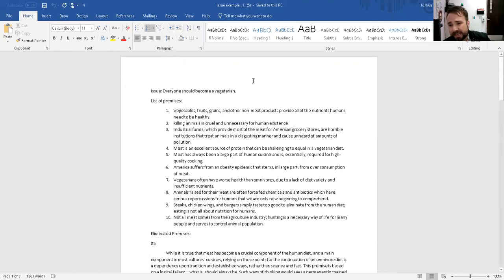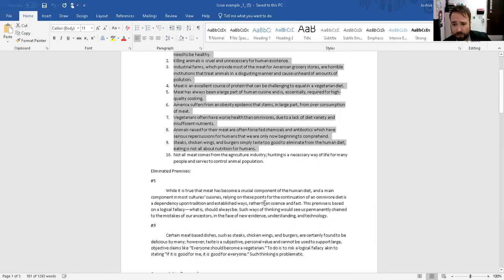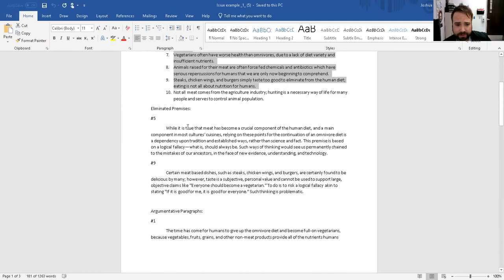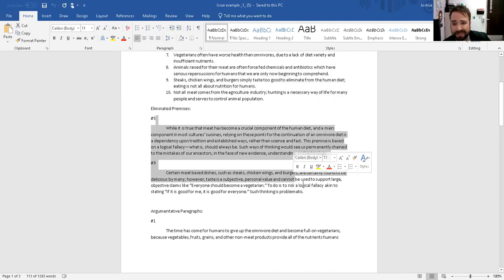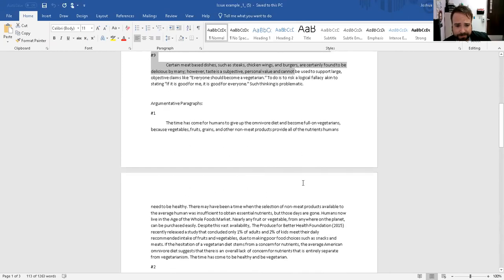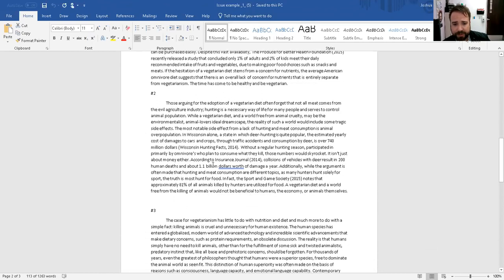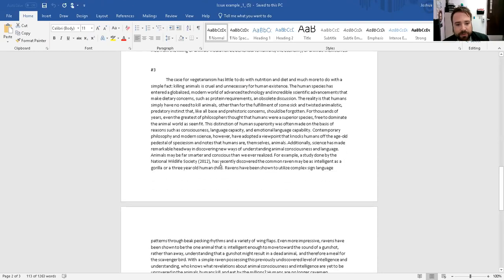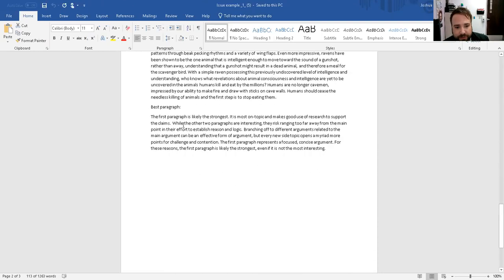The other way that students can get sidetracked on this is that there are just a lot of steps in this assignment. Make sure that you are completing each step. You need to have your issue listed. You need to have a list of premises for and against written in complete sentences. You need to have two eliminated premises that you explain the eliminations. You need to have your three argumentative paragraphs that are focused based on a single premise, building on that premise logically. And then you need to have an explanation of your strongest paragraph.